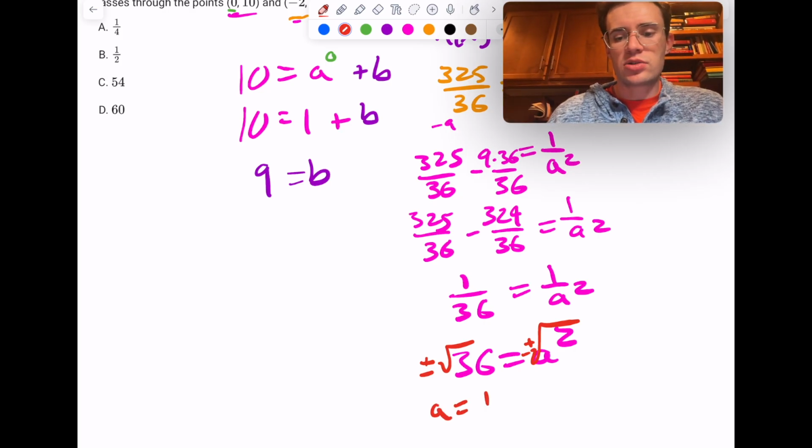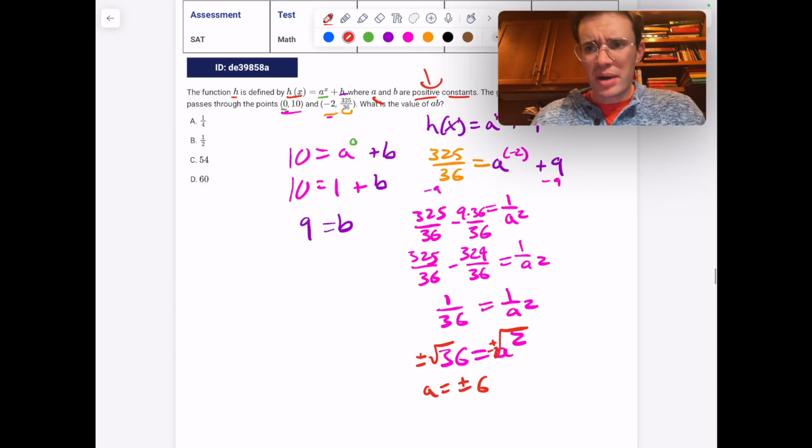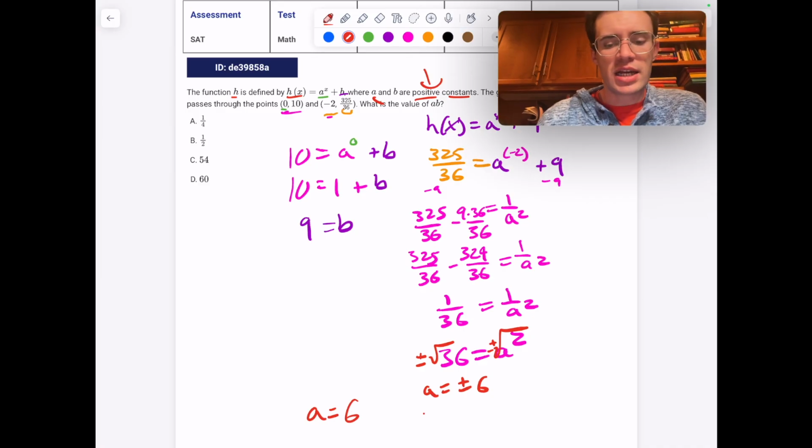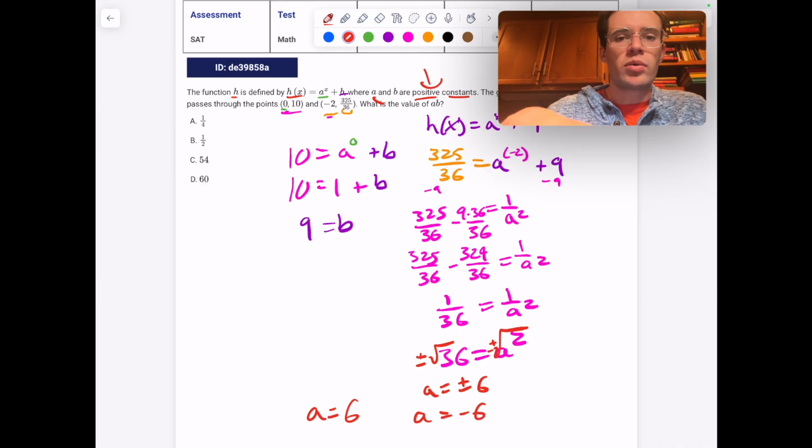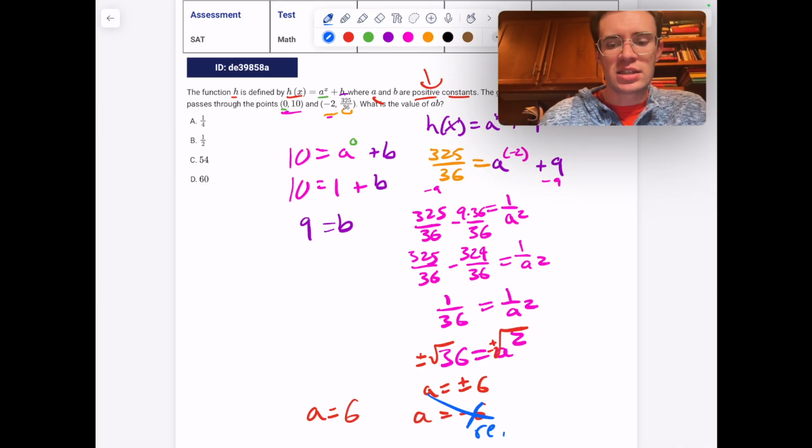So we get a is equal to plus or minus 6. But I think they had the stipulation that a and b are both positive constants. So if our two options are a equals 6 and a equals -6, we can reject -6 because, again, a has to be positive. We already found b is 9, so we don't have to worry about that part. But that means that a is 6.